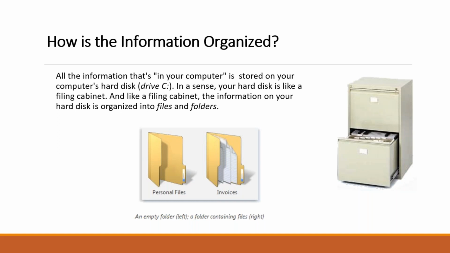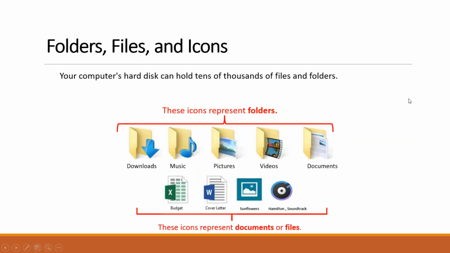It's good to picture your hard disk like a filing cabinet, because any information that's stored on your hard disk or hard drive is organized into files and folders, just like a filing cabinet. So your computer's hard drive can hold tens of thousands of files and folders.